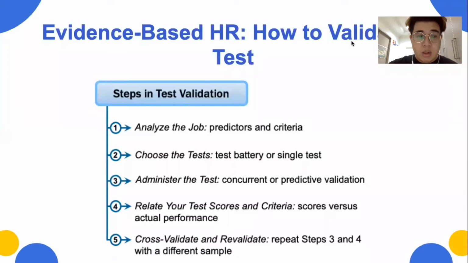In this case, in order for a selection test to be useful, you need evidence that scores on the test relate in a predictable way to performance on the job. For example, applicants who score high on mechanical comprehension tests should perform better as engineers. The validation process consists of 5 steps. So the first step is to analyze the job and write job descriptions and job specifications. The aim here is to specify the human traits and skills you believe are required for job performance.